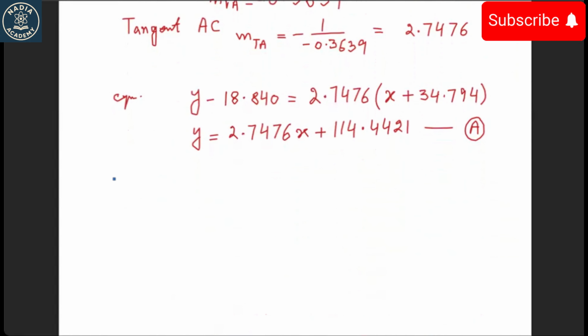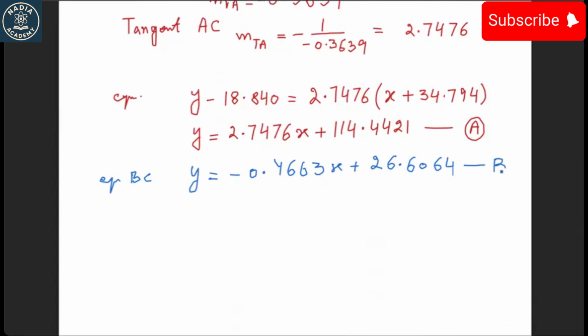So this is the equation of BC. So the equation is the following that you will get by following the same method, that y is equal to negative 0.4663x, then positive 26.6064. I'm going up to four decimal places. So now we can call this equation the equation B.